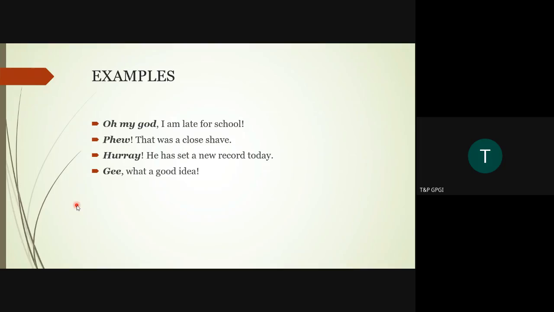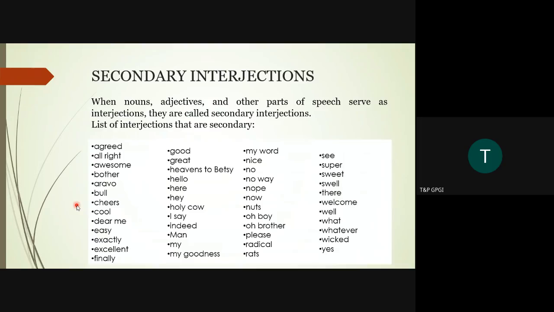Okay, so secondary interjections are where nouns, adjectives, and other parts of speech serve as interjections. Okay, so the list includes agreed, all right, awesome, bother, cheers, dear, easy, exactly, excellent, finally, good, and the list goes on. We have so many, holy cow, like that's a negative word, don't say that. Okay, so indeed, or you might have often heard people say, man, oh man, that was a great show.